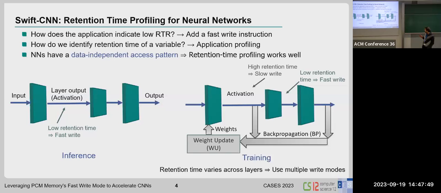And therefore, for the forward path outputs, we can have lower retention time near the output layers, and for the layers which are nearer to the input, they might require a higher retention time and could use slow write. In training, as we see, the retention time varies across the layers. Therefore, if we have multiple write modes, it could be beneficial.